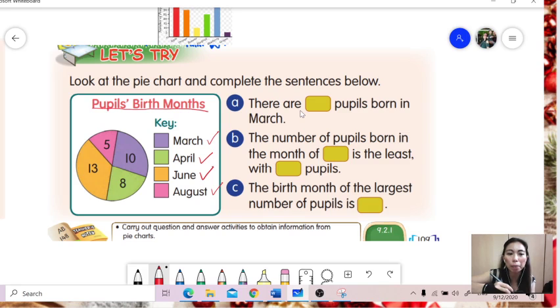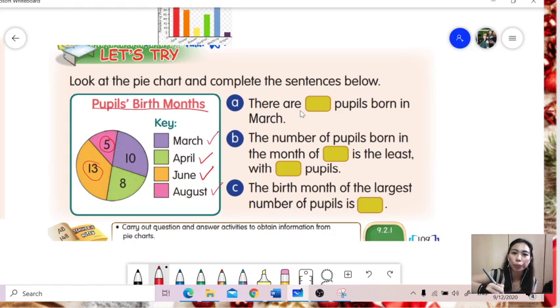Who's the biggest part? Okay, June is the biggest part, so it gets the biggest number as well. Who's the smallest part? It is the pink color. Pink color represents the month of August, and the number is 5. So here we have to observe the biggest parts, the smallest parts, and also the figures. And don't forget the keys, because the keys show information as well to tell about the numbers.